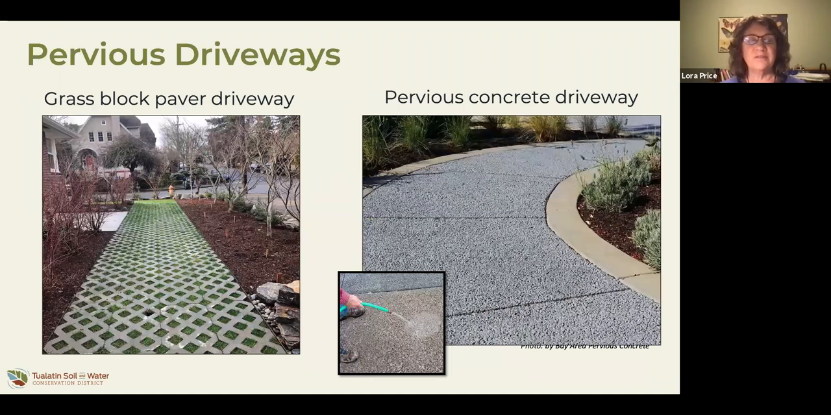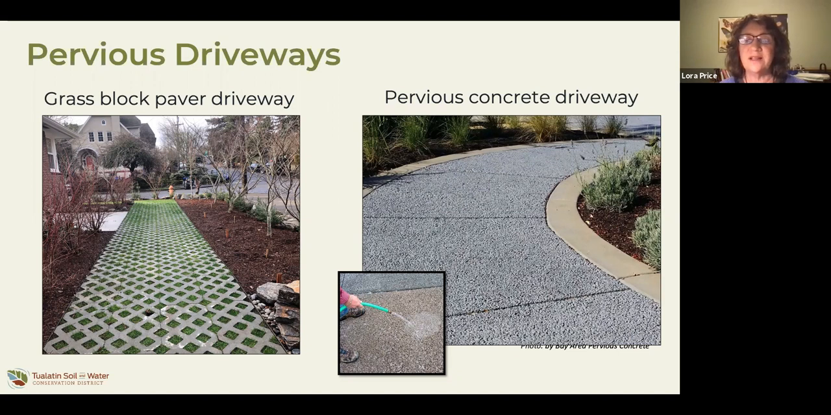A few more pervious driveways. On the left, it's a grass block paver driveway with grass growing in all the spaces. I know one of the brand names is Grass Creek, but there are others as well. With that growing over time, it could just look like lawn, but have the support and loading ability of a driveway, and it's great for overflow areas as well, if you feel like you need that loading support for a vehicle.